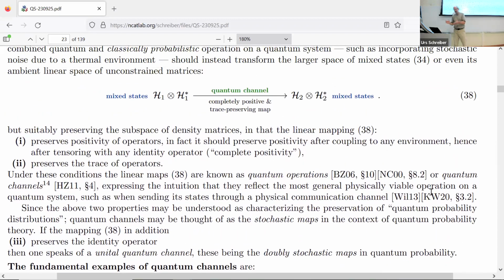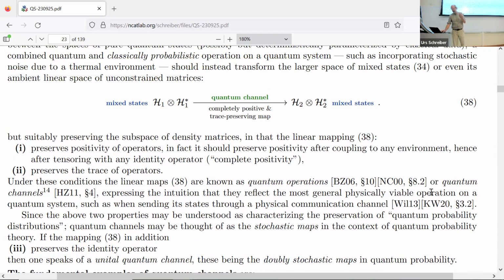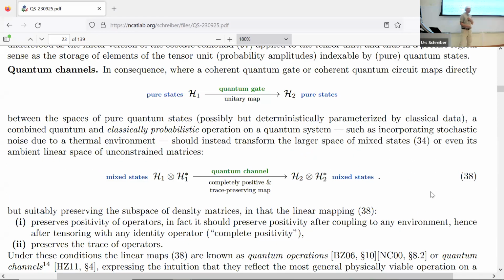Okay, so this is just a name. This is going to be called quantum channels. And if you want to do actual real world quantum information theory or quantum computation, this is what you want to be dealing with.